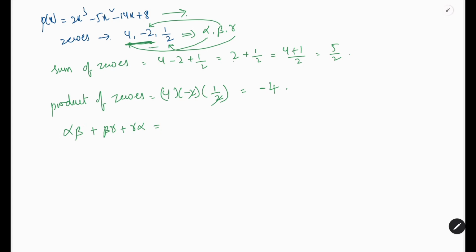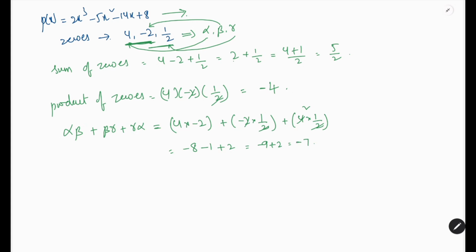Take the product of two terms and add them. So we have this one as what? Alpha beta is 4 into minus 2 plus minus 2 into 1 by 2 plus 4 into 1 by 2. Minus 8, the 2 and 2 cancel, minus 1, plus here 2 plus 2, equal to minus 9 plus 2 equal to minus 7.